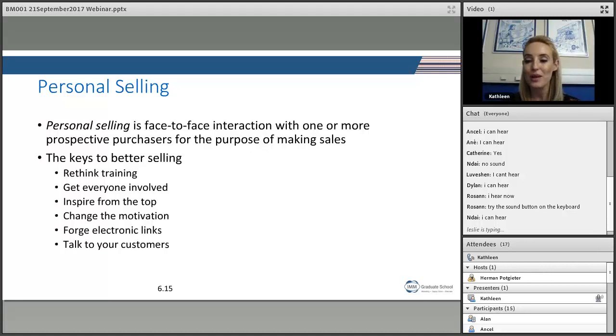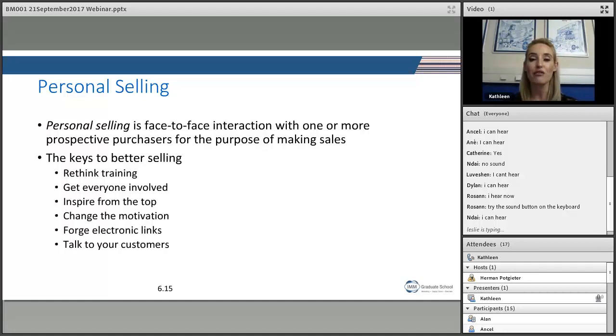Then we should ensure that we get everyone in the company involved. We should inspire our salespeople from top management, leading by example. We should also change the motivation. We should be very careful that our salespeople are not motivated by sales targets. They should rather be motivated by satisfying customers and building our brand as a strong brand.